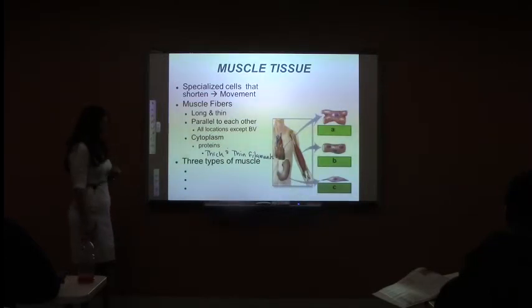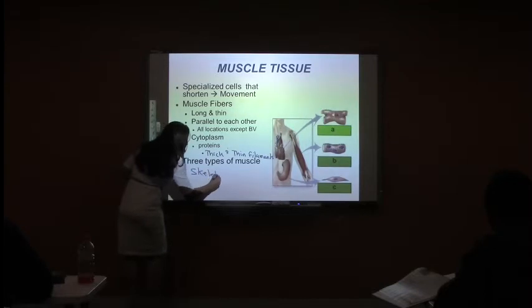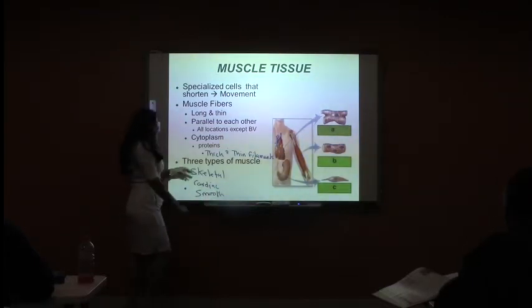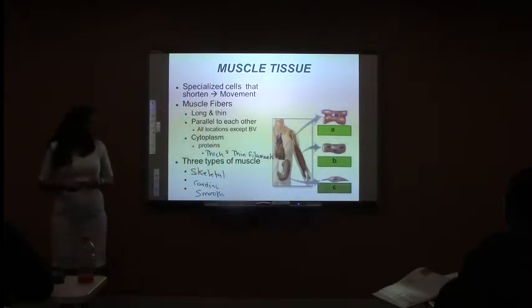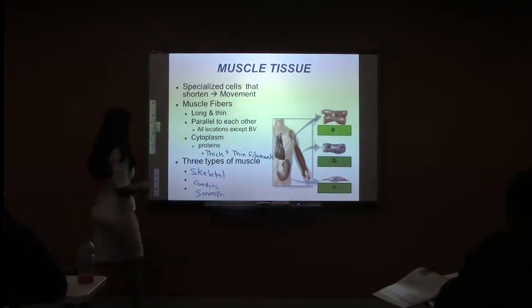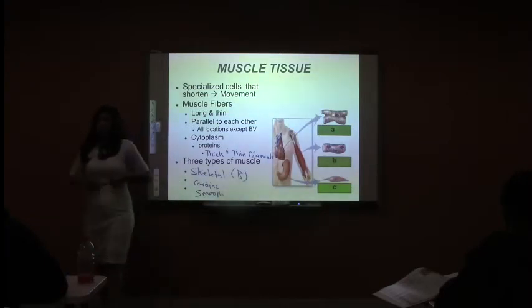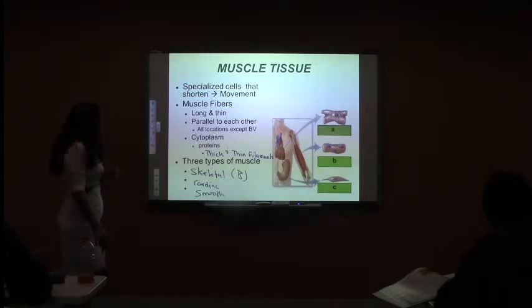There are three types of muscles. You have skeletal, cardiac, and smooth. Okay? So, from this image, which of the following is skeletal muscle? Skeletal is B. So skeletal you find in your limbs. Your diaphragm is a skeletal muscle. Your chest contains skeletal muscle.